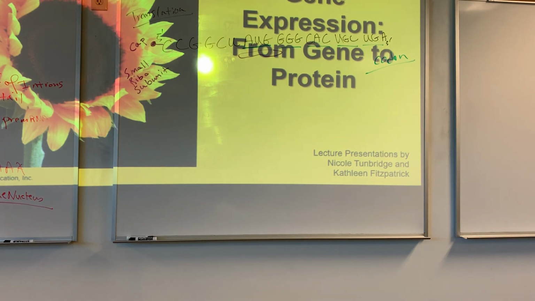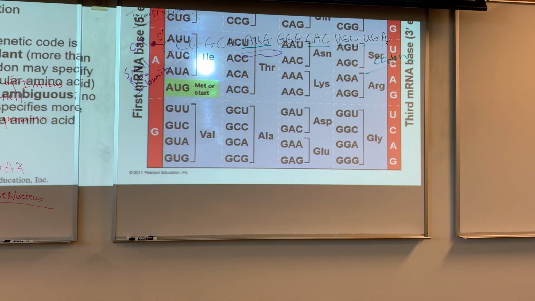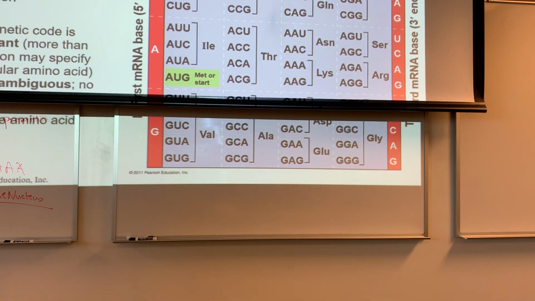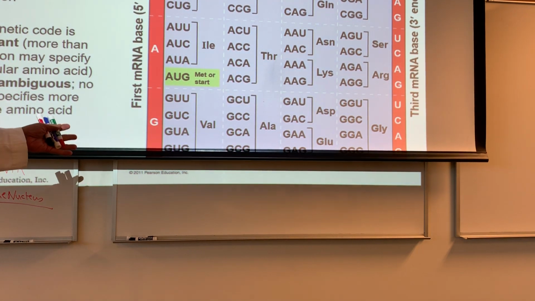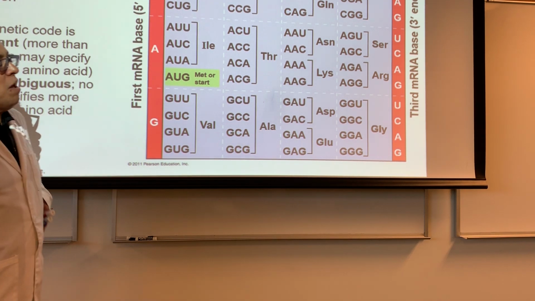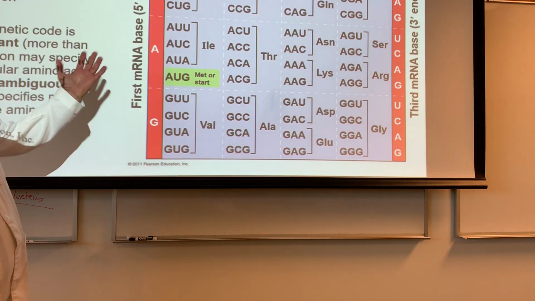There are 64 genetic codons. Here they are. You do not memorize these, please. You will have this on the exam to reference, but you just need to know how to use it. And we're going to use it together before we leave today. There are 64 codons. 61 of them code for amino acids.